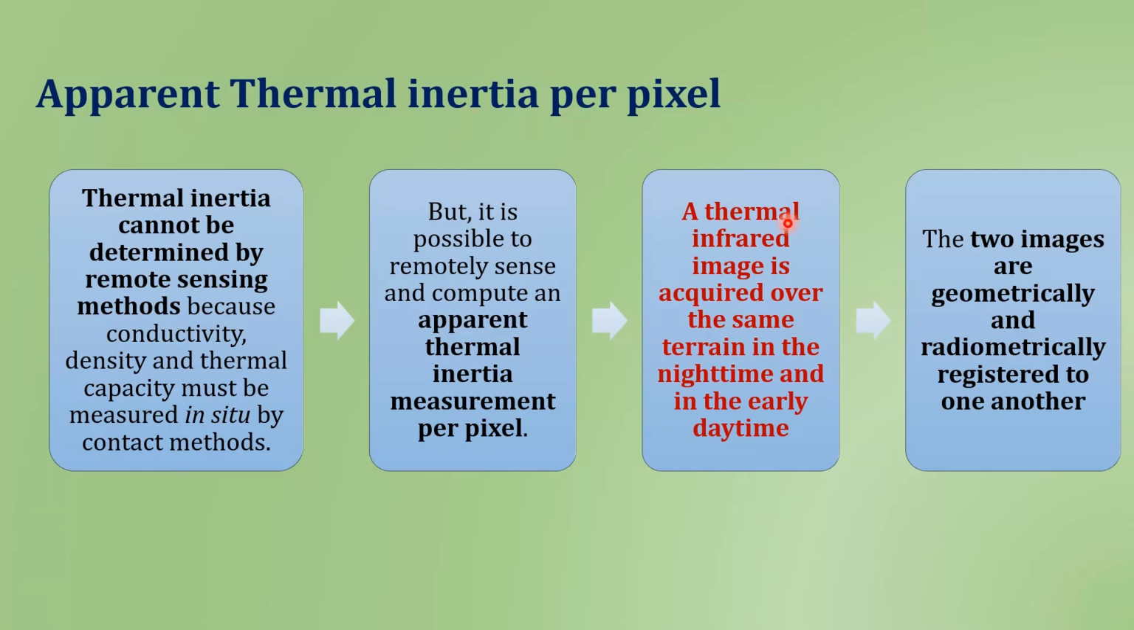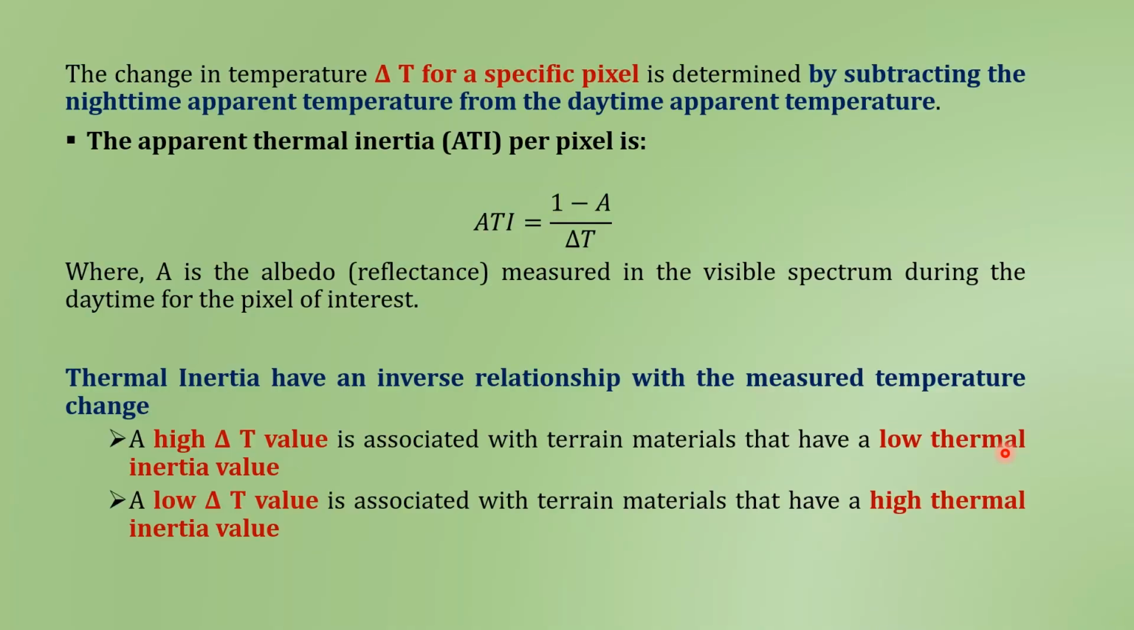For this, a thermal infrared image is acquired over the same terrain in the nighttime and in the early daytime. And these two images are geometrically and radiometrically registered to one another. Now, for the same place, we have the thermal imagery for both nighttime and the daytime. So, we can calculate the change in temperature, delta T, for a specific pixel.